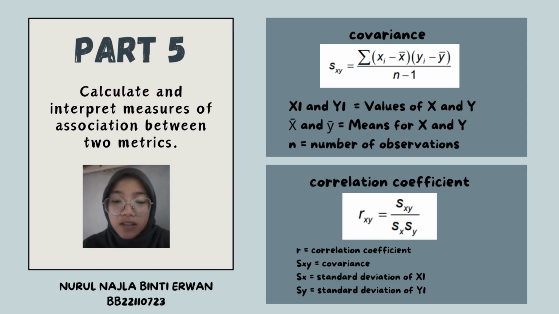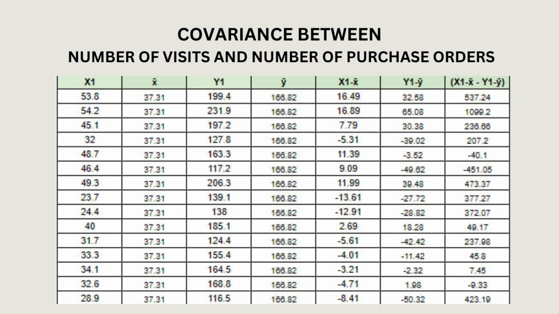Covariance indicates the direction of the linear relationship between variables, while the correlation coefficient measures both the strength and direction of the linear relationship between two variables. And here is the formula for both covariance and correlation coefficient. For example, for the data x, you just have to multiply the 53.8 with the mean of x, which is 37.31, and you will get 16.49.